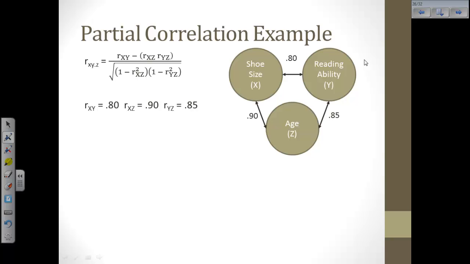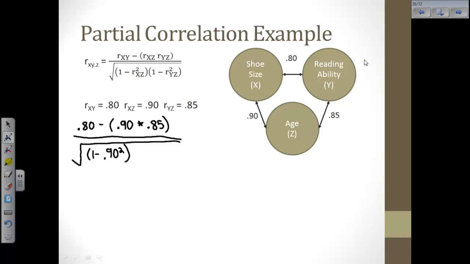Okay, so let's work through this calculation. So rxy is equal to 0.80 minus rxz, which is 0.90, times ryz, I'm just going to put a little star here for multiplication, which is 0.85. Okay, divide that by the square root of 1 minus rxz squared, so 0.90 squared, times 1 minus ryz squared, 1 minus 0.85 squared.